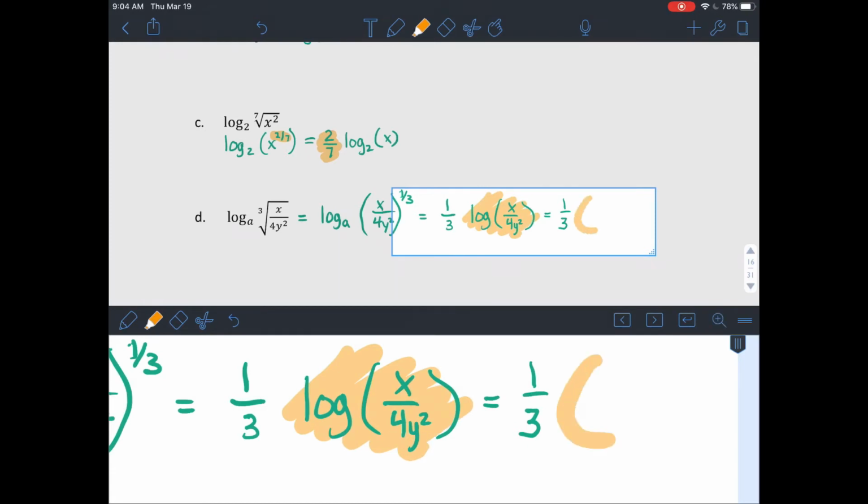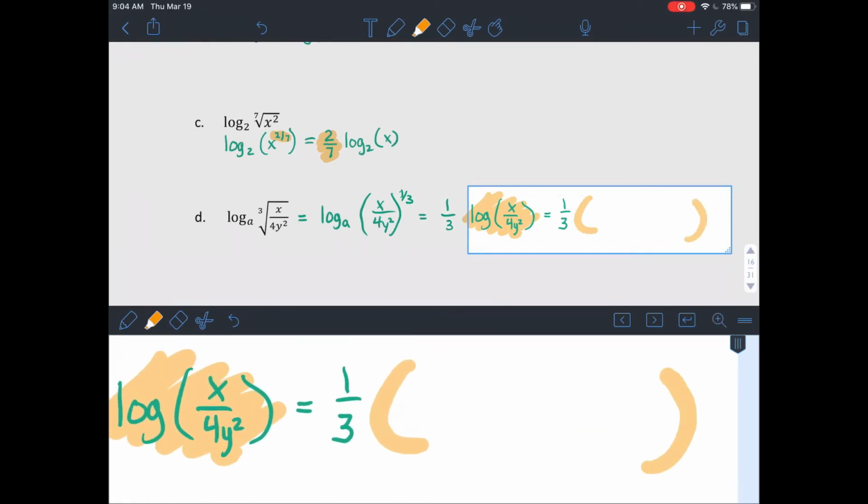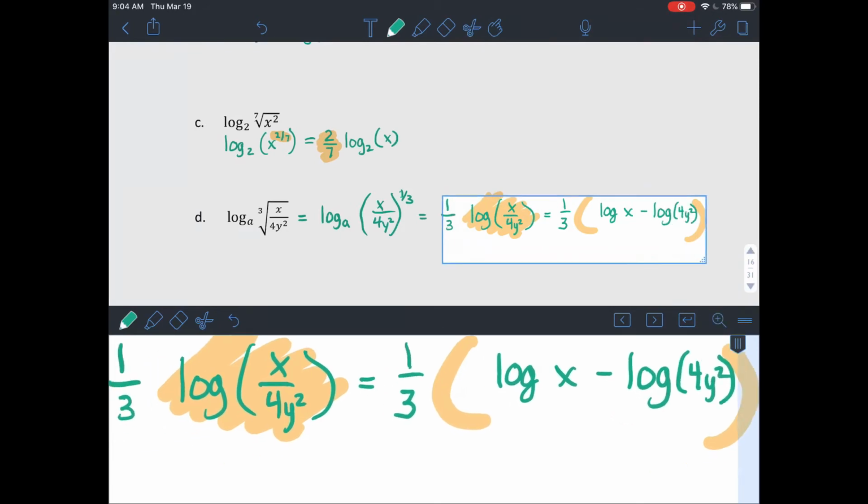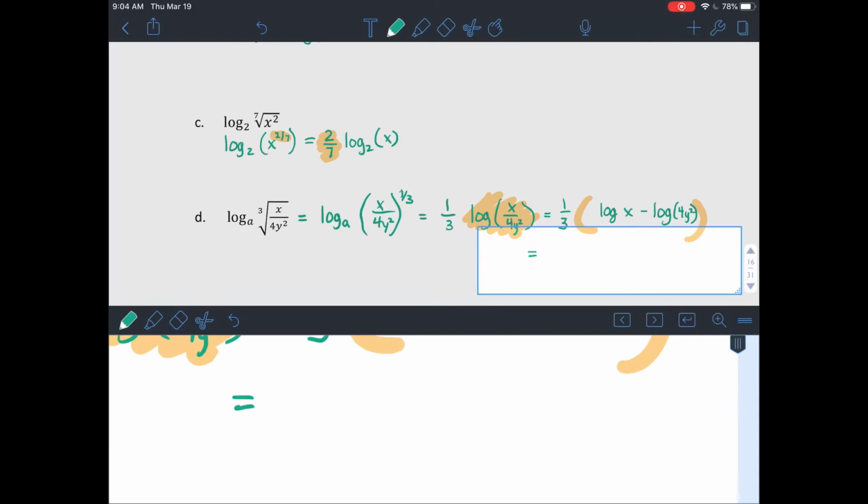So that's going to turn into, make sure you put it in parentheses, this whole new expression when I expand it. Since I'm dividing x by 4y squared, I'm going to do subtraction in between two logarithms here. And then I'm not done expanding yet until I have a single value with no exponents inside. You got to keep going.